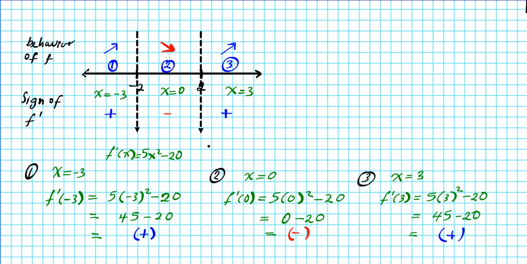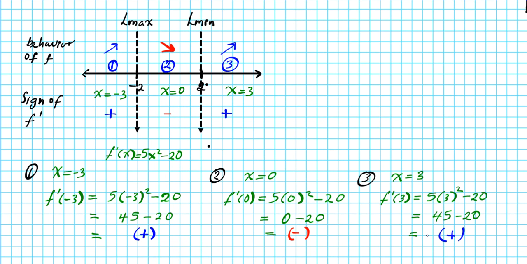Using the first derivative test, we have a local or relative maximum here because the first derivative changes from positive to negative, or the function goes from increasing to decreasing, so we have a local max. And at x equals 2, we have a local minimum because the first derivative changes from negative to positive, or the function goes from decreasing to increasing.